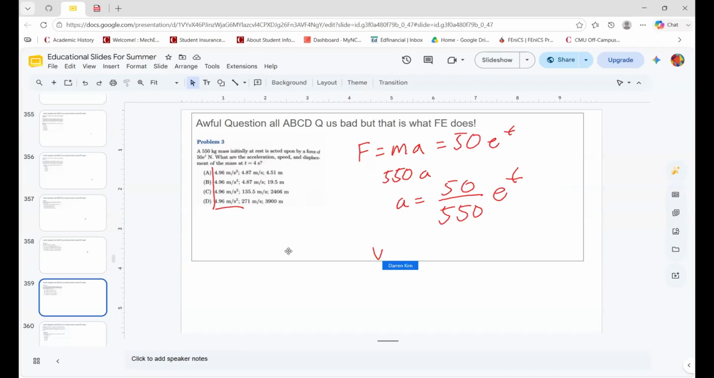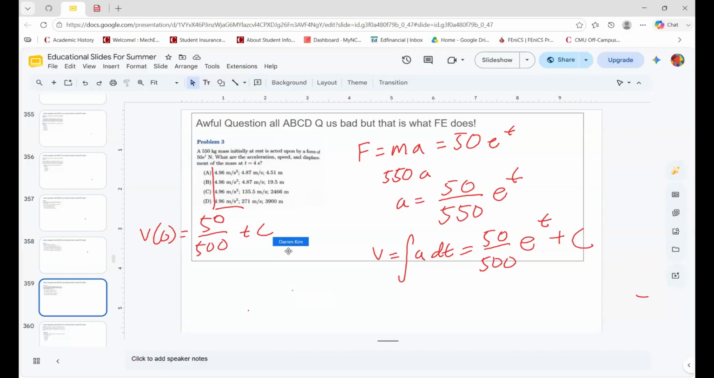Okay, v is the integral of a dt, right? I'm assuming there's no initial condition, which means the velocity is at rest. So it's 50 over 550 e^t. Wait, did I do something wrong here? I think the plus c must matter then. I was going to skip that because I thought it didn't matter. I guess it does if you look at it this way, because at zero, it's 50 divided by 550 plus c equals zero, right? So c must equal -50 over 550. Oh, that makes sense.